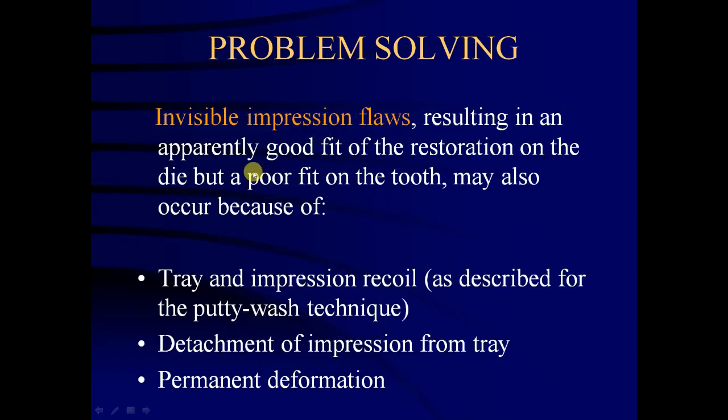These are the invisible impression flaws which we can't see, resulting in an apparently good fit of the restoration on the die but a poor fit on the tooth, which may also occur because of impression recoil, detachment of impression from the tray, permanent deformation.